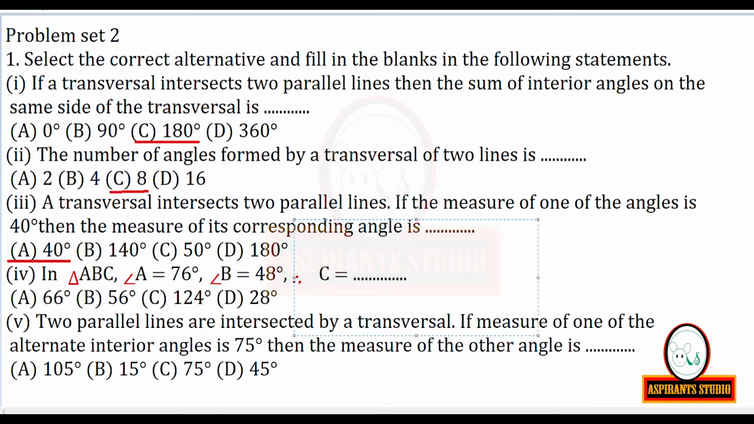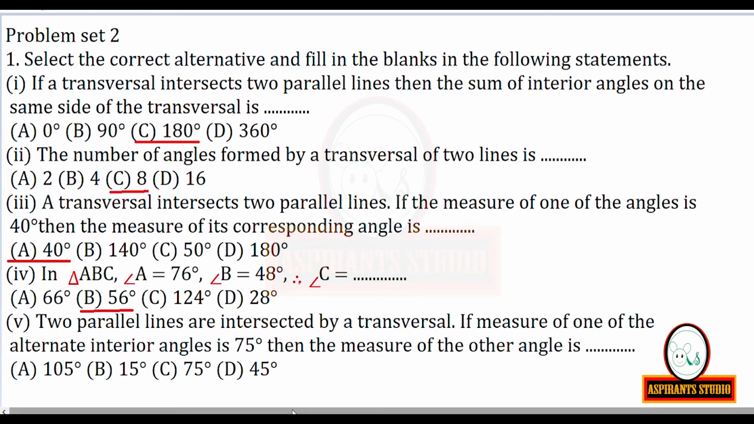You have to remember this property. In a triangle, the sum of the measures of all the angles will be 180 degrees. So if you want to find the measure of the third angle, then you have to add the measures of the first two angles and subtract from 180 degrees. Here you get the answer as 56 degrees.